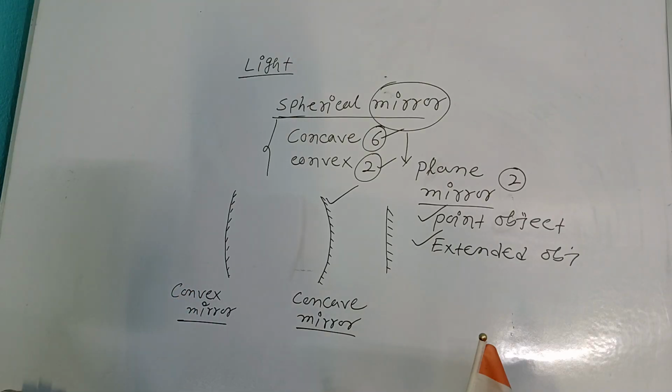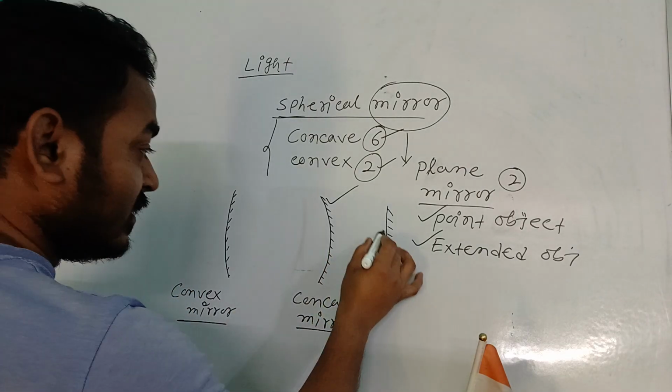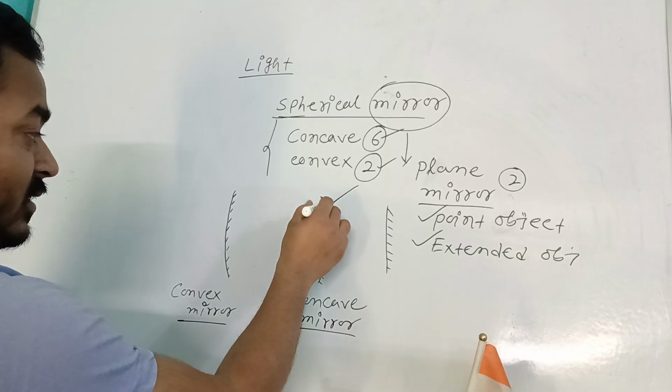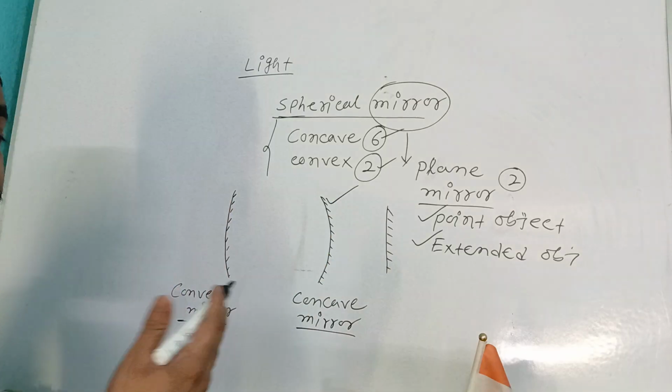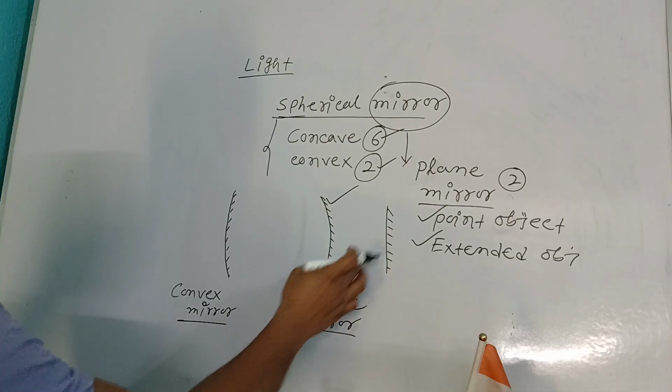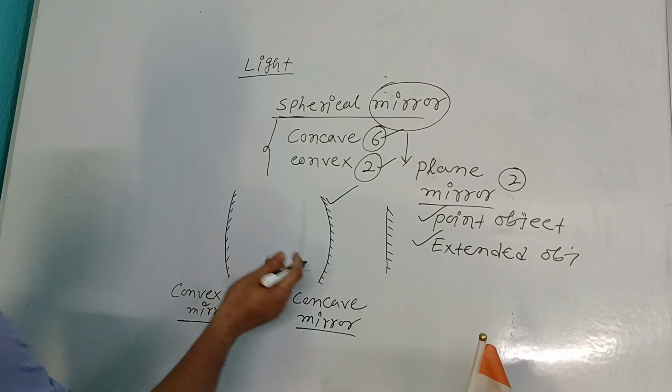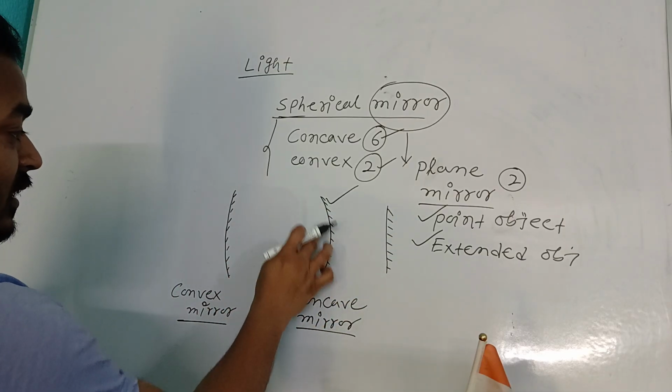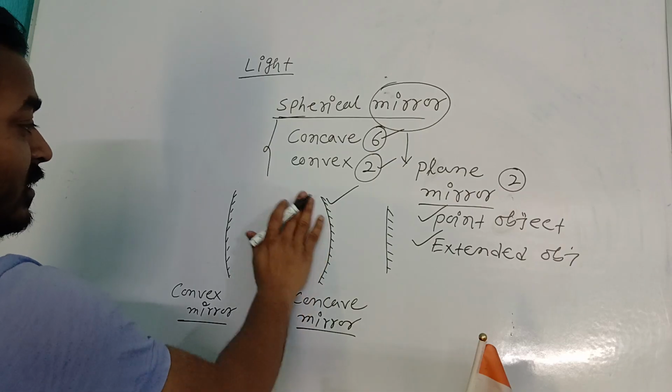Sir, which is the reflecting surface? This is the reflecting surface, and this dotted part is the coated part. This is the back side of the mirror, and this is the front side.